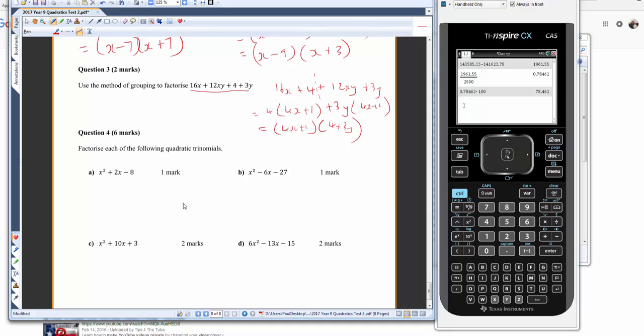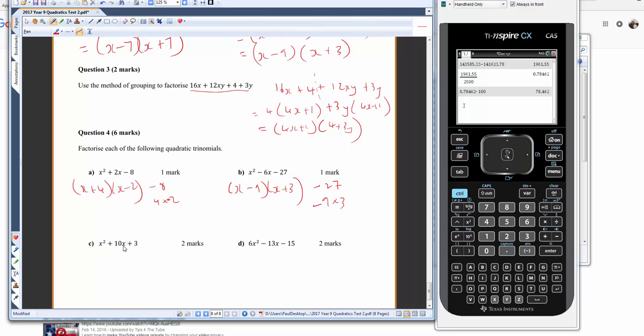Alright, down here, you can use the cross method or whatever method you wanted to for this one here, but negative 8 is the target number. It's going to be 4 2's, one of them has to be negative, and it's going to be this one here. So it's x plus 4, x take 2. Right, same deal over here, negative 27 is our number, 9 3's are the factor pair, one of them has to be negative, and it's going to be this one, x take 9, x plus 3.